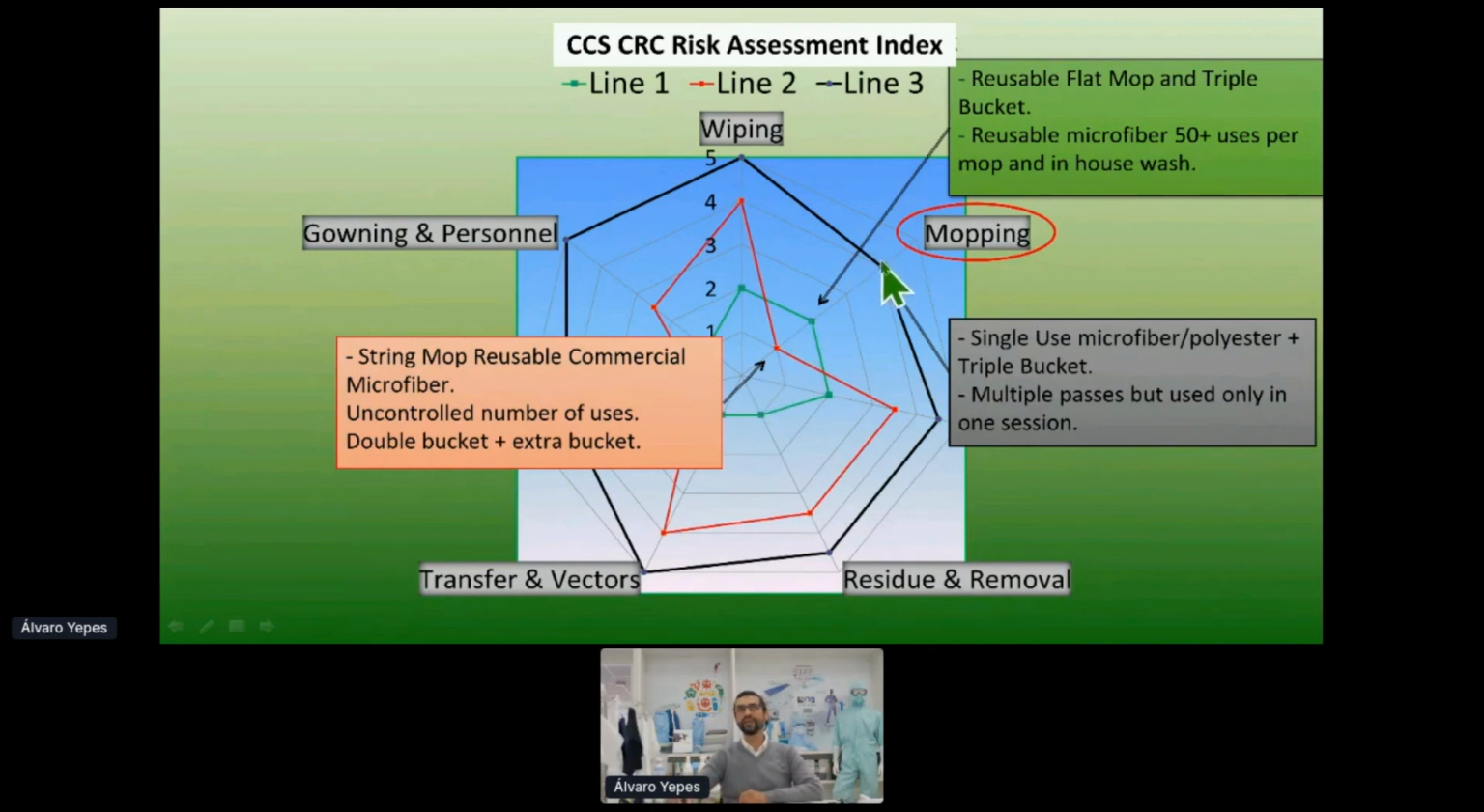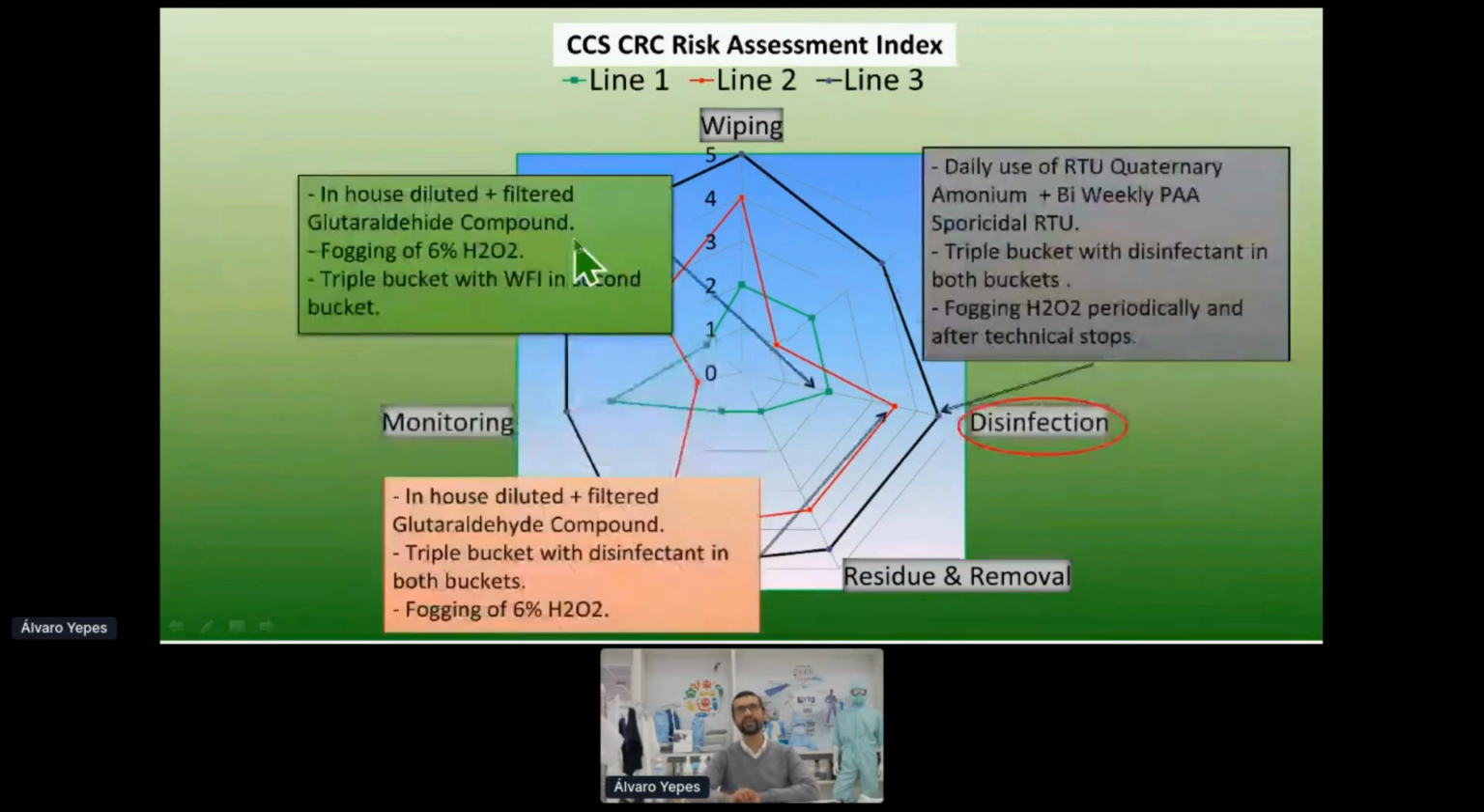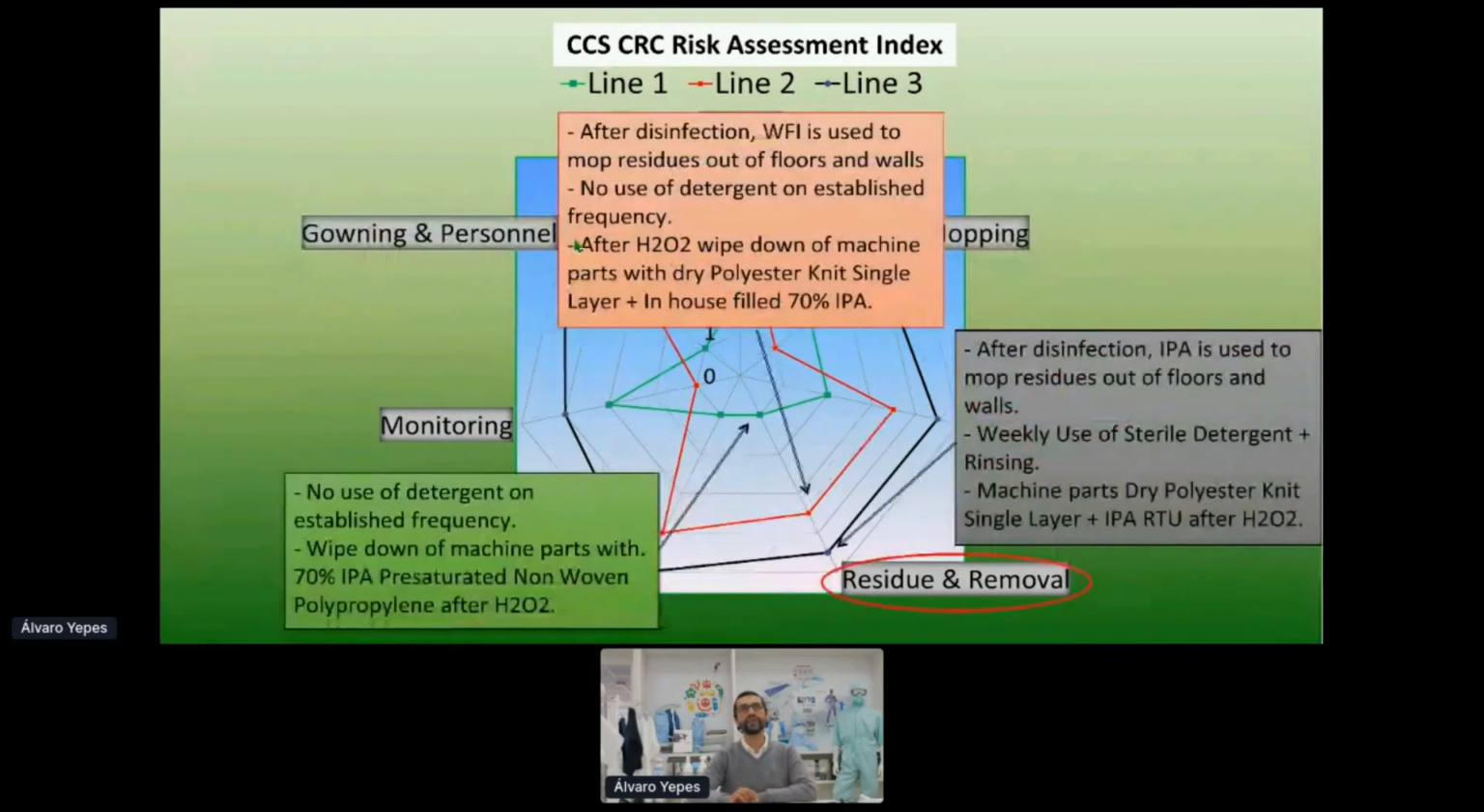In the other end, in line number 3, we use a single-use microfiber and polyester combination mop. We use triple bucket, and we use the mop in a validated area with multiple passes, creating a robust process. We could even go higher using what is called a single-pass mop for the most critical areas. So in this same way, we start doing each one of the factors analyzed here, and we start creating our radar graph. Now, as said, I will jump quickly to the end of the graph.